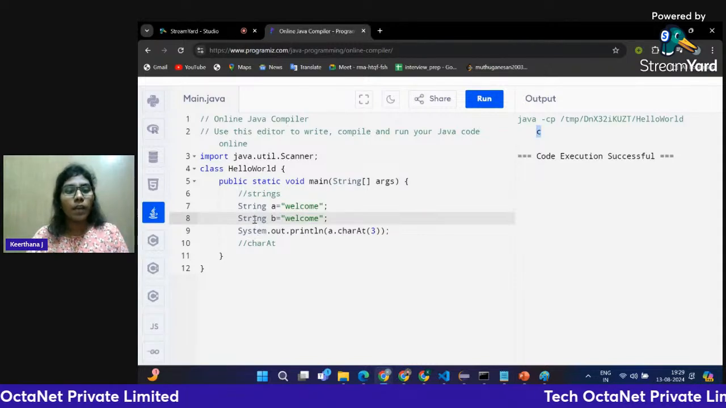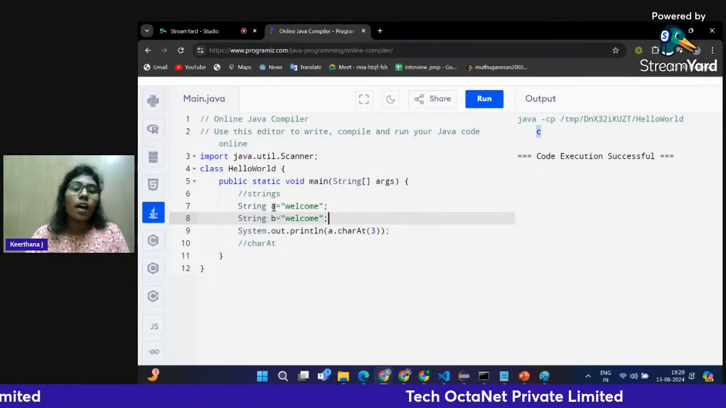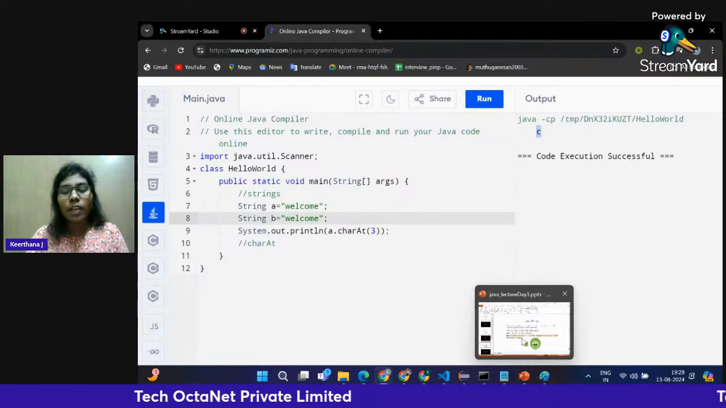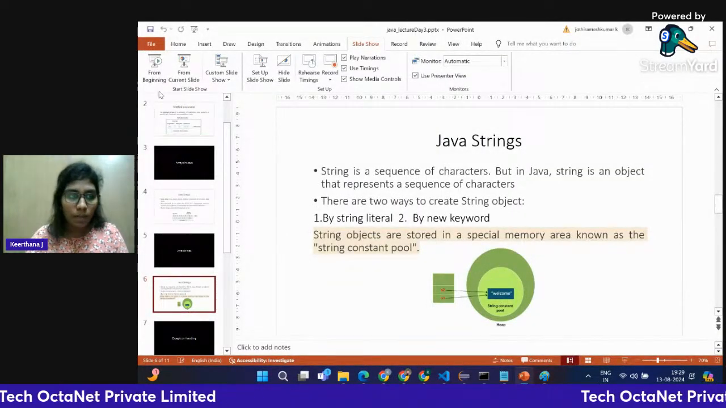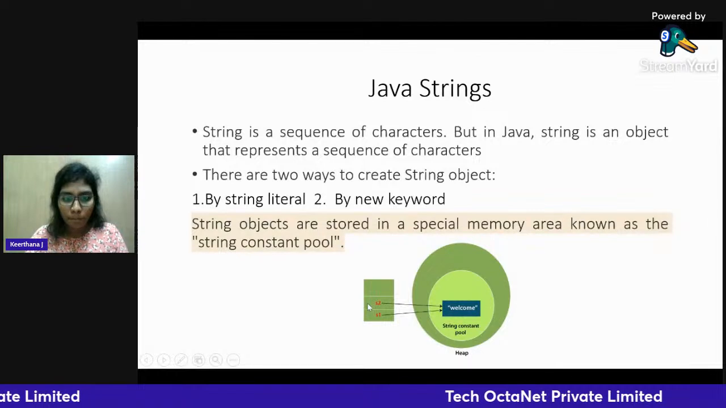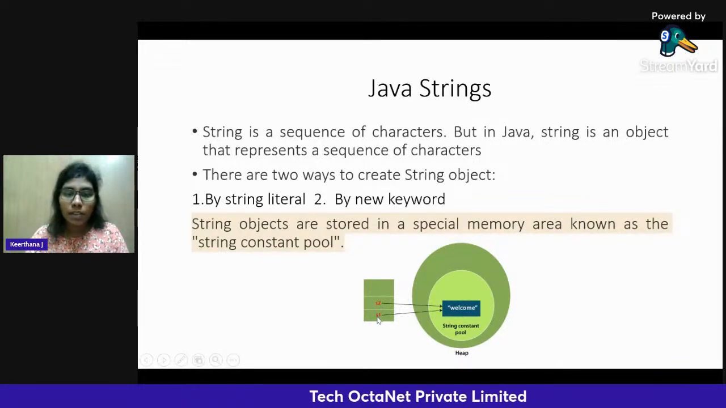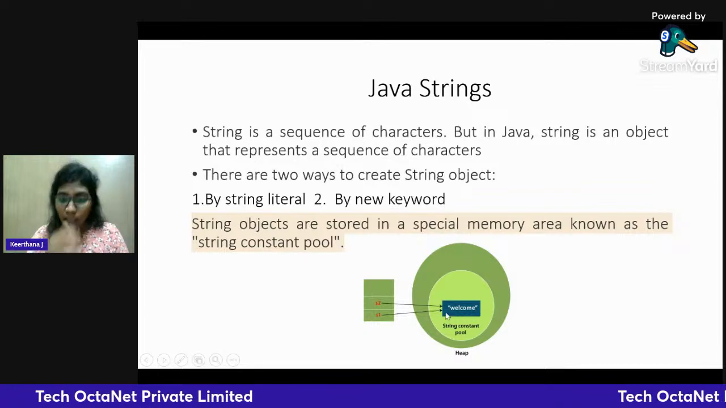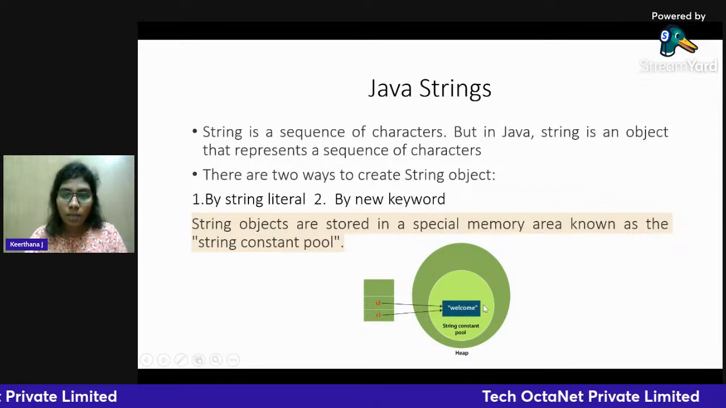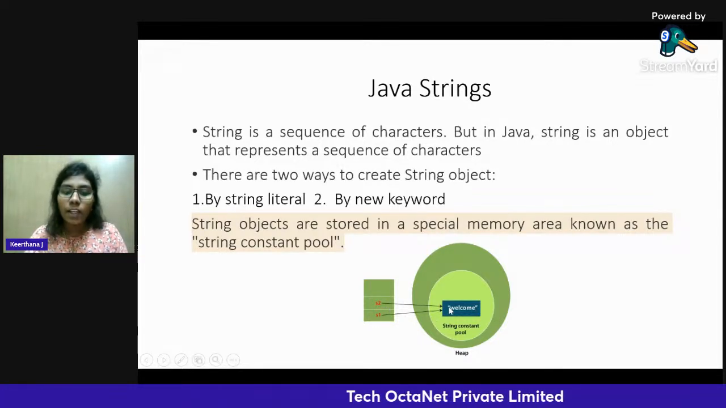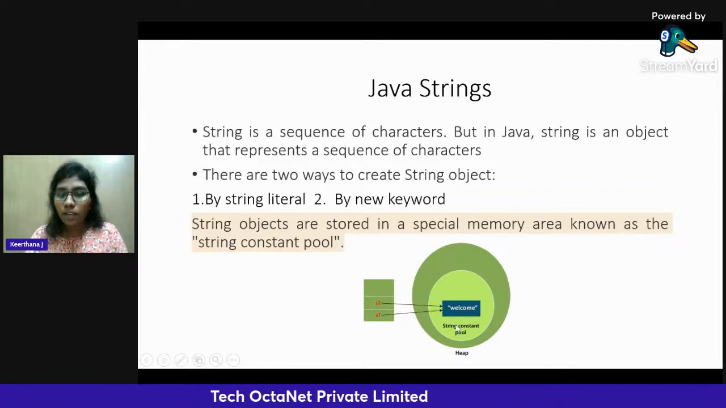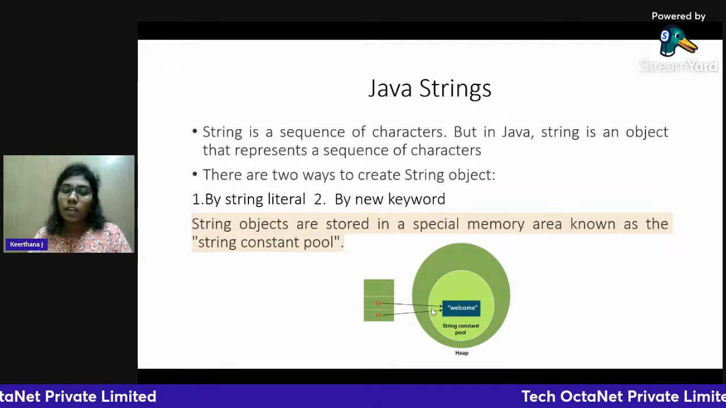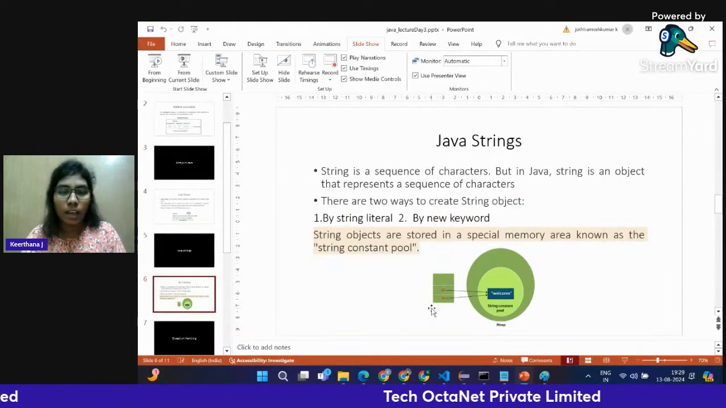Next, one more thing. Whenever we give string a as welcome and string b as welcome, in which way will the string be stored as a string literal? We have created two variables a and b. Both a and b will be pointing to the same address. Welcome will be stored as an object here, pointing to both a and b, and strings are usually stored in an area called the string constant pool, which is stored in heap memory.